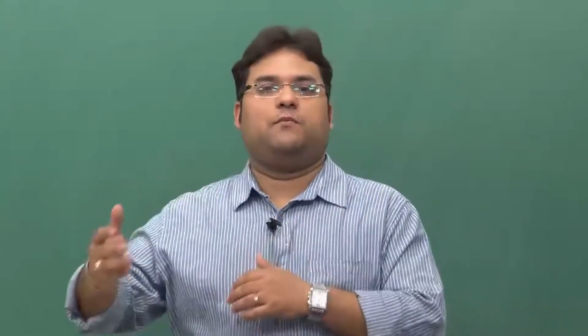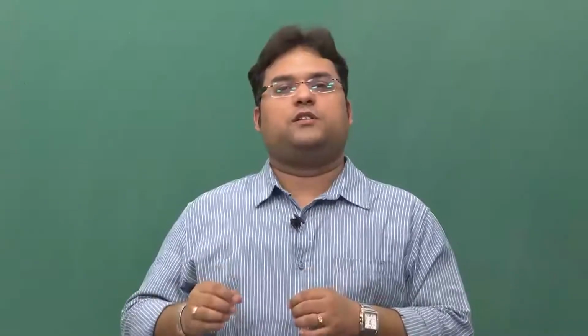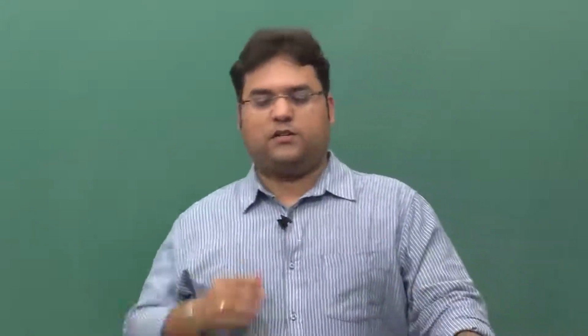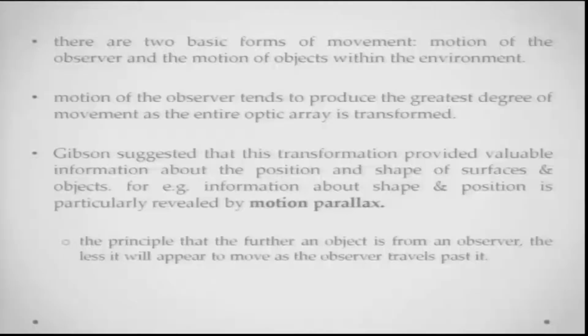If, for example, the objects in the external world are moving, minute adjustments with relation to those particular objects might be needed. Now, Gibson suggested that this transformation, if you're moving, provides valuable information about the position and shape of surfaces and objects in the external world. For example, an interesting cue could be information about shape and position that is revealed by something called motion parallax. Now, what is motion parallax?